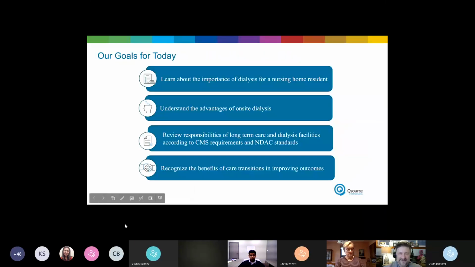We'll go over a little bit of the goals today. The goals are to learn about the importance of dialysis for a nursing home resident, understand the advantages of on-site dialysis, review responsibilities of long-term care and dialysis facilities according to CMS requirements and NDAC standards, and recognize the benefits of care transitions in improving outcomes.